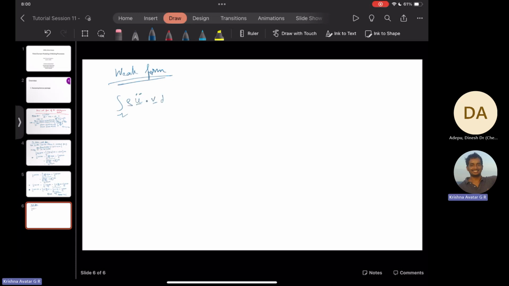And sometimes you'll find some authors won't write the integral element. It's implied from the context. So you'll always find in real analysis books, right? They will write the integral like this.